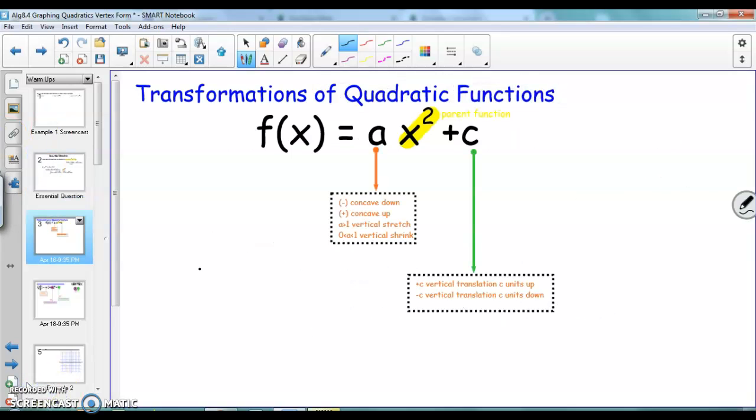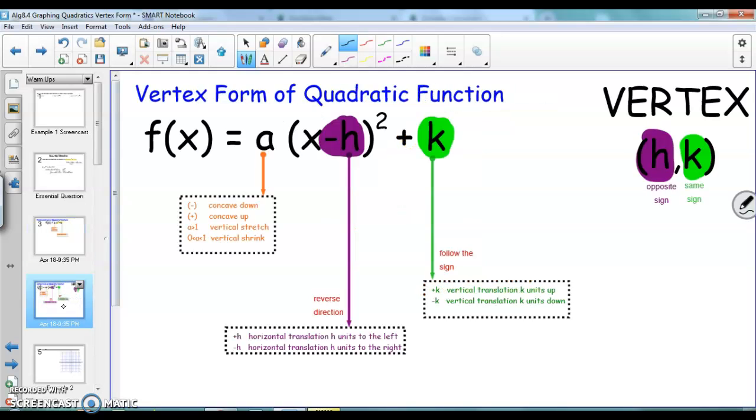Before we answer that question, why it's called the vertex form, let's have a little bit of history first. In the past 3 lessons, we looked at the different transformations of the parent function x squared, right? We said that the value of a tells us whether it's concave up or down, or whether there's a vertical stretch or shrink, while the value of c tells us whether the graph was translated c units up or c units down.